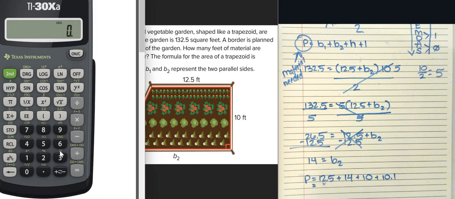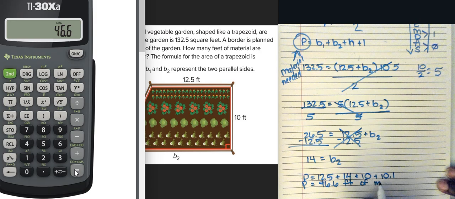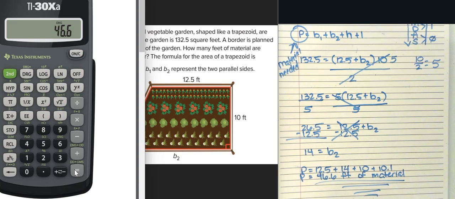When we add those up, we have 12.5 plus 14 plus 10 plus 10.1. So our answer is 46.6 feet of material. P is equal to 46.6 feet of material. Just remember, this is one of multiple ways that you can solve this problem. As long as you come out with 46.6, you are on the right track.